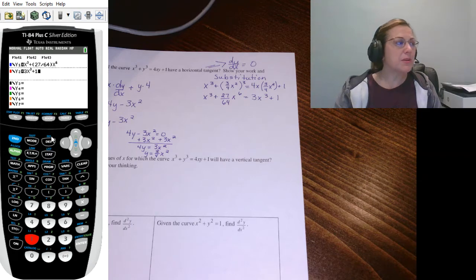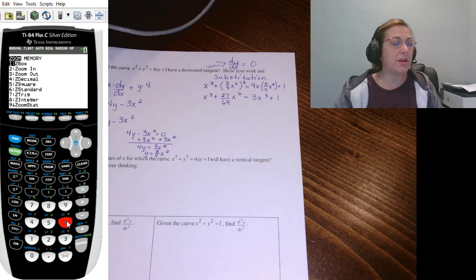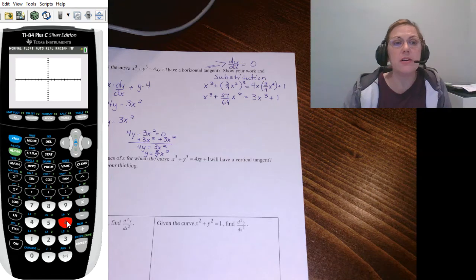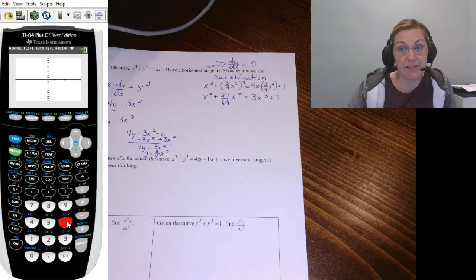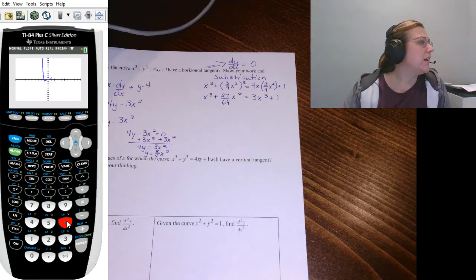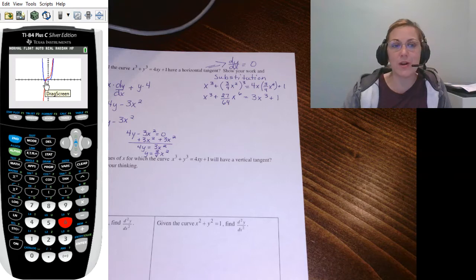You might want to start with like a Zoom 6. I'm not sure what this window might look like. So a Zoom 6 is a pretty safe one to start with a lot of times. So there's our first one. And then our second one should be coming. There it is in red. And so I'm looking for that intersection right there, friends. So I'm going to do second trace.